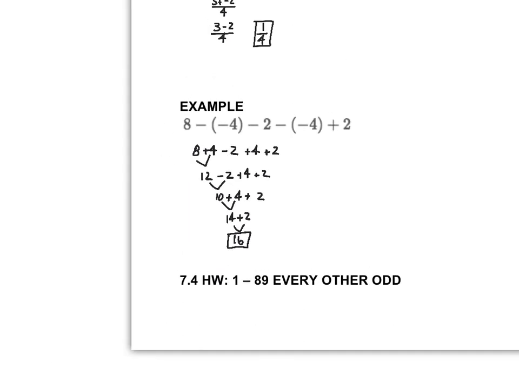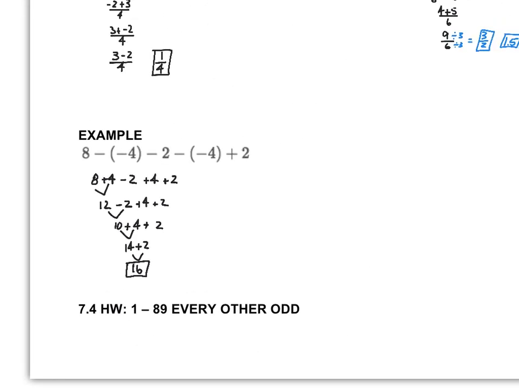So this one, a lot of questions on here. 1 through 89, every other odd. Okay, so you know, go through that and you know, let me know if you have any questions.